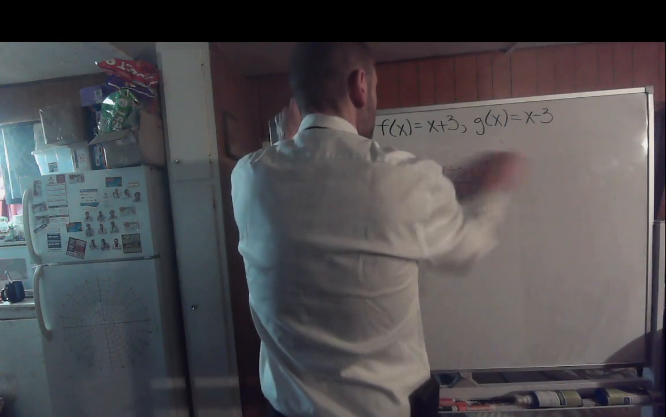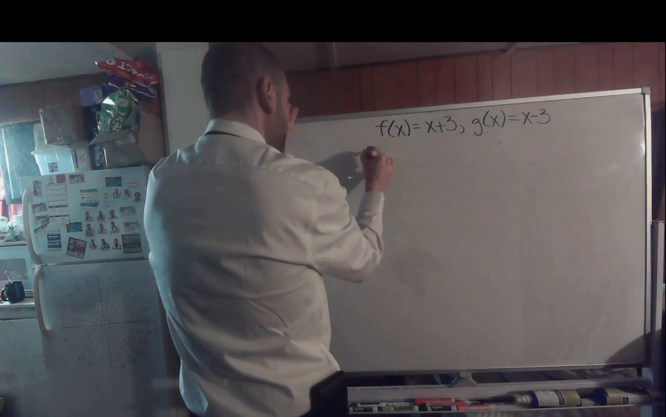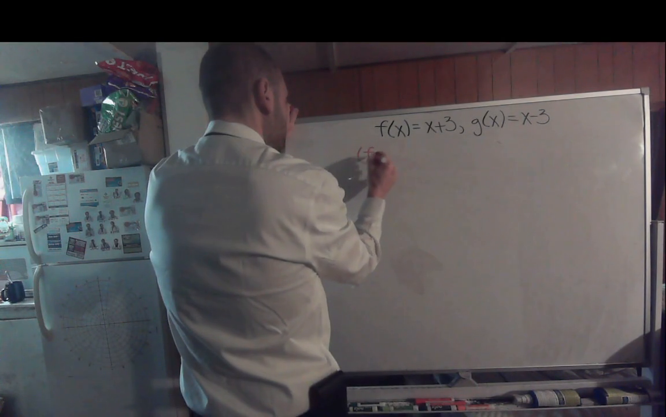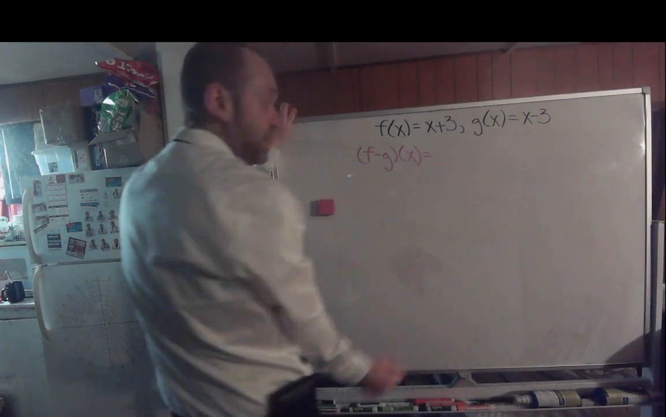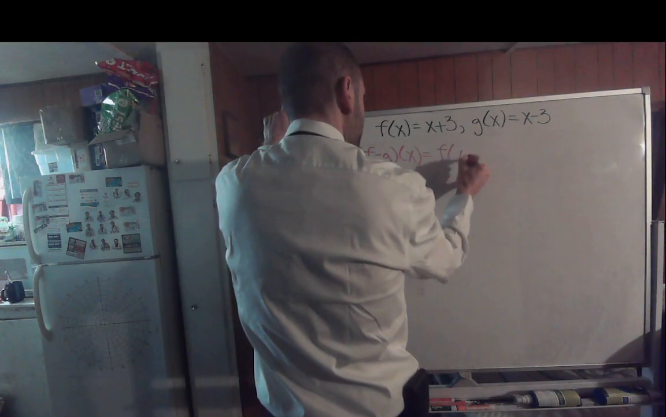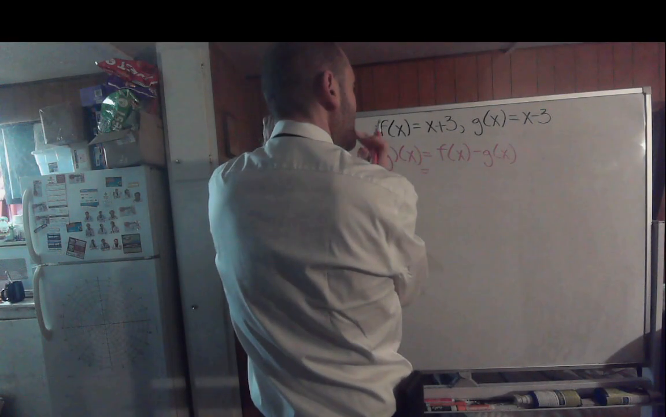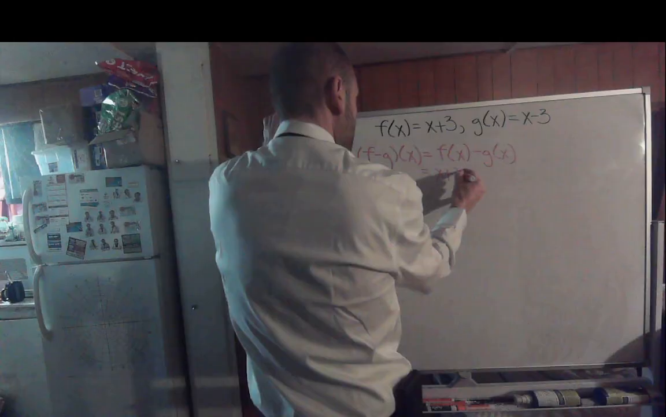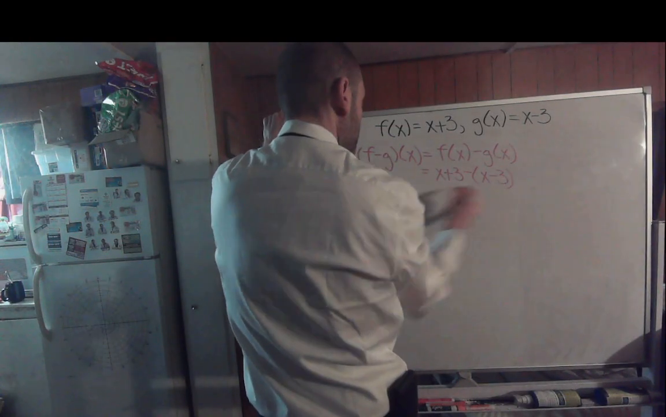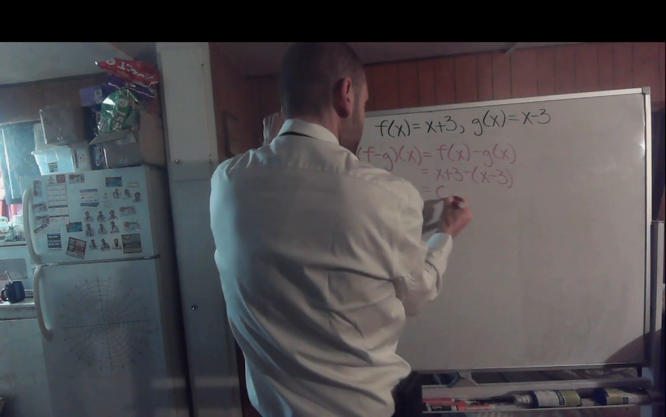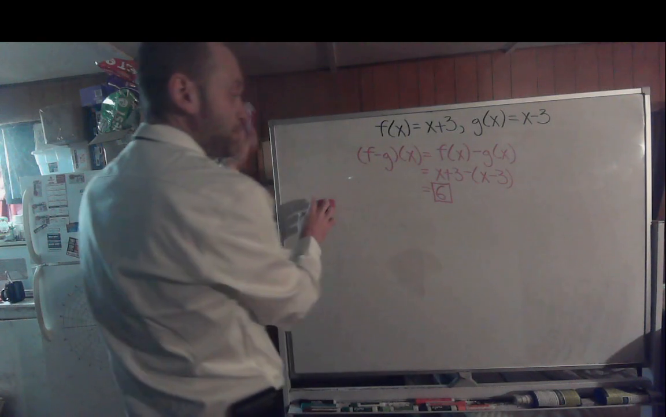And then we can also do f minus g of x. So to do f minus g of x, that's going to, of course, equal f of x minus g of x. So f of x is x plus 3 minus the quantity of that x minus 3, which would end up literally giving you 6. So f minus g of x is just 6.